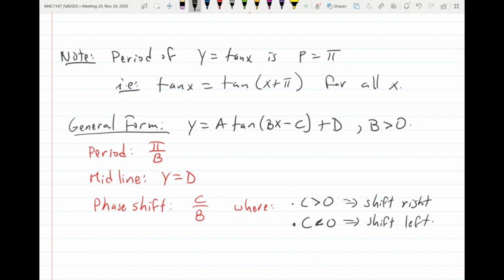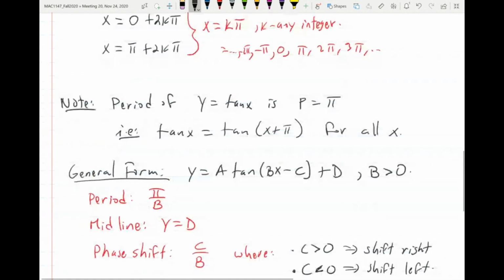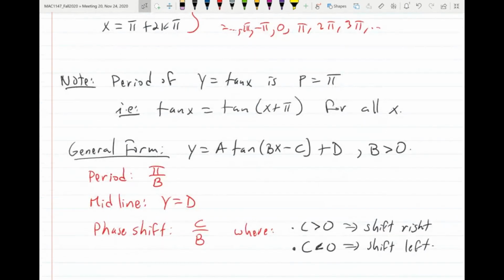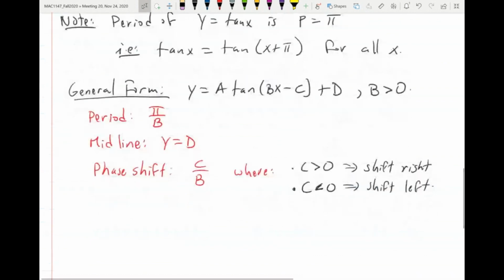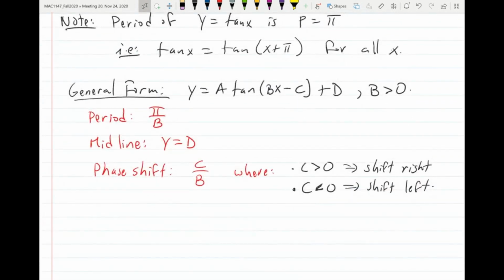Okay? All right. So, questions on these formulas? Questions on this? The only thing that changed here was that for the period, instead of a 2 pi, we have a pi on top. That's it. But other than that, the rest is the same as before. Do you have questions?